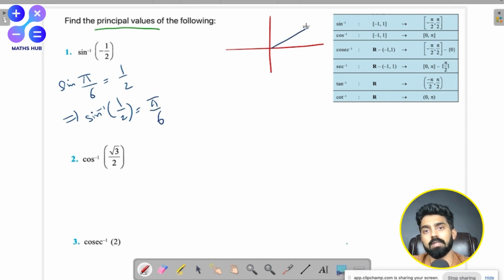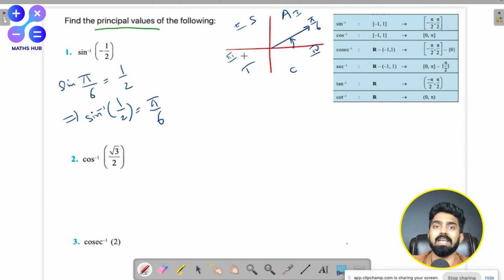So pi by 6 is over here, right? So let's say this is about pi by 6. If you want to get minus half, sine is positive in which quadrant? You know the acronym all silver teacups. Sine is positive in the first quadrant and the second quadrant. So this is the third quadrant, this is the first, second, third, and fourth quadrant, right? So sine is positive in these two quadrants and negative in these two quadrants. So sine minus half would belong to either this quadrant or this quadrant.